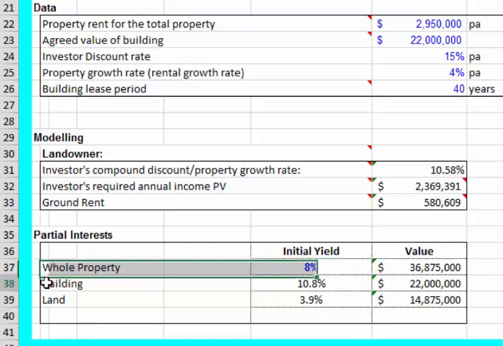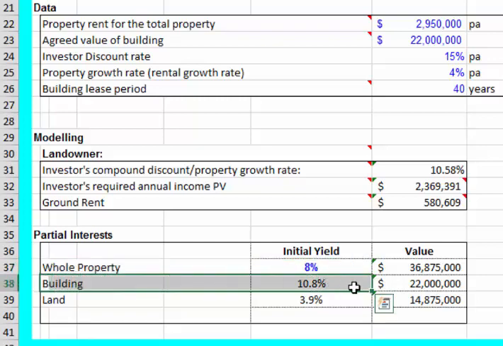We've seen that the building yield is really the result of fairly complex financial calculations based on the return that's required for the investor, and that's largely hanging off their discount rate. And so we get that. But you notice it's going to be higher. Now what's that telling us? It's saying that if I owned the whole property, I would have less risk and therefore less return than if I only owned the building.